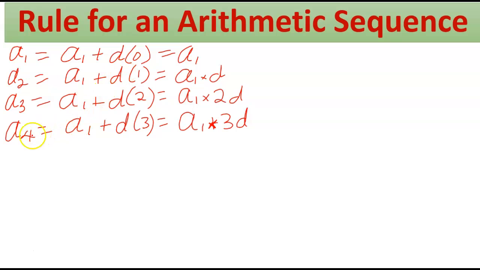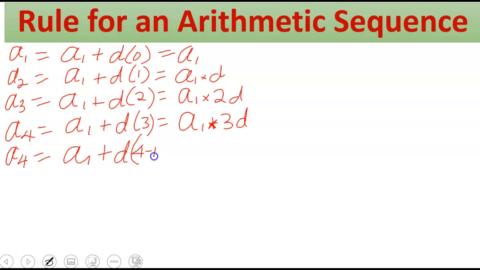If we see the pattern here, when we are dealing with A4, we multiply the common difference by 3. When we are dealing with A3, we multiply the common difference by 2. We want to keep them the same, to make these numbers reflect the same number. So let's rewrite A4 as A1 plus common difference. Now, what is 3 in terms of 4? It's 4 minus 1. 4 minus 1 is equal to 3. So that makes it match, and we have that number 4 there.